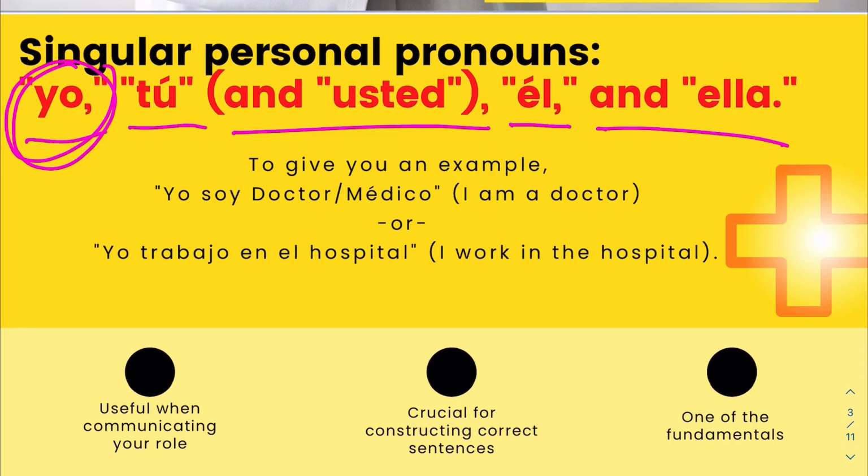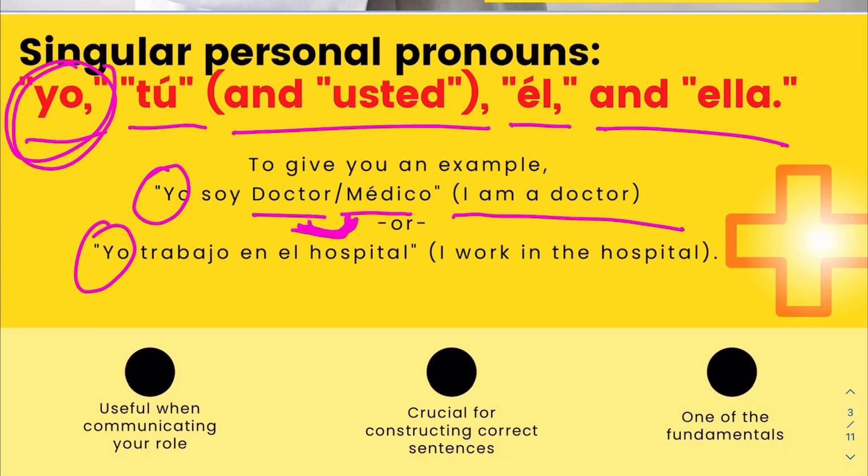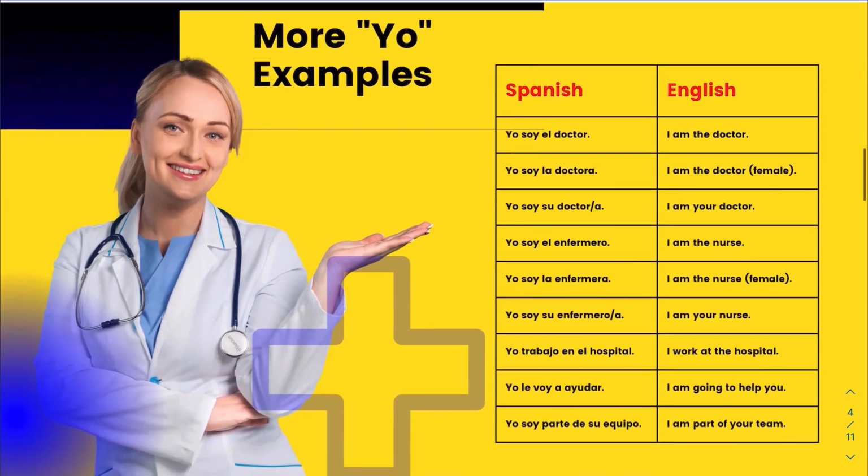Yo is mainly used when referring to ourselves in a sentence. So, to give you an example, yo soy médico or doctor. I am a doctor. Yo trabajo en el hospital means I work in the hospital. This is the most fundamental piece of information that you need to master in Spanish. Yo, which is I. Yo soy doctor, yo soy médico. I'll give you the definition of these two terms in a later video, but for now, you can use them interchangeably. Yo trabajo en el hospital.